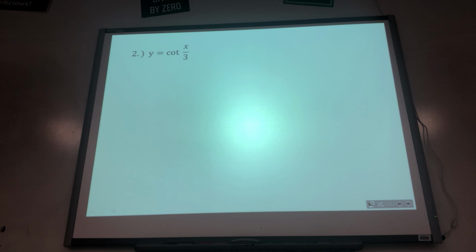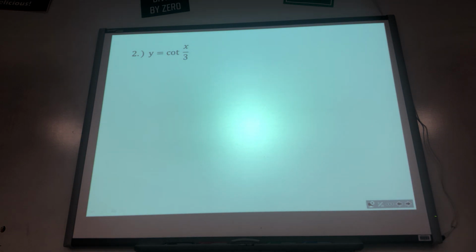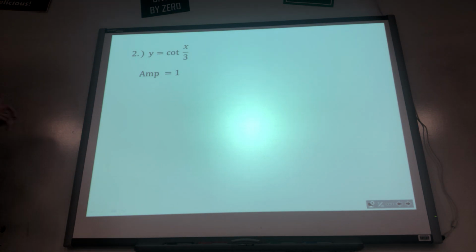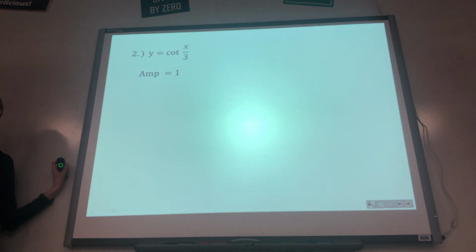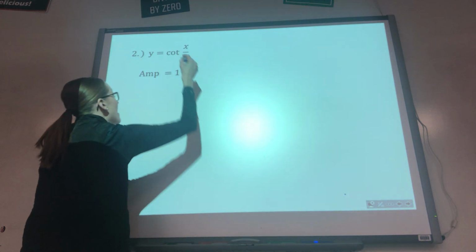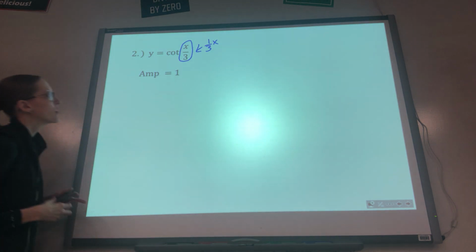All right, example 2, y equals cotangent of x divided by 3. Cotangent, so the shape is going to be different this time. But first of all, what is the amplitude? 1. That's kind of nice again. And for the period, I have to take pi divided by b. Now, what is b here? 1/3. We had that happen a while ago. X over 3 is the same as 1/3 x.